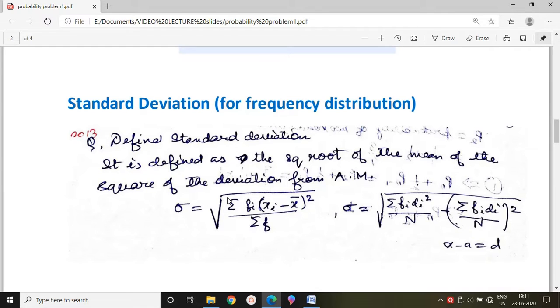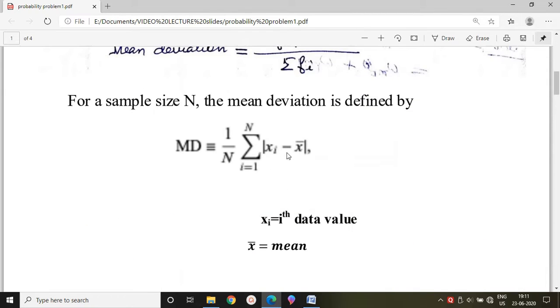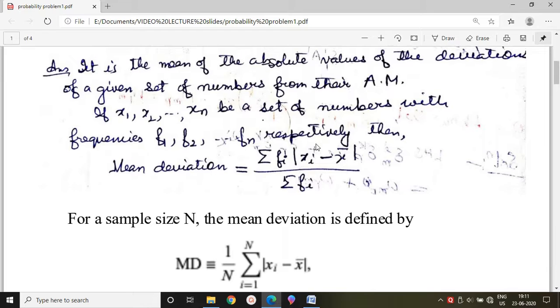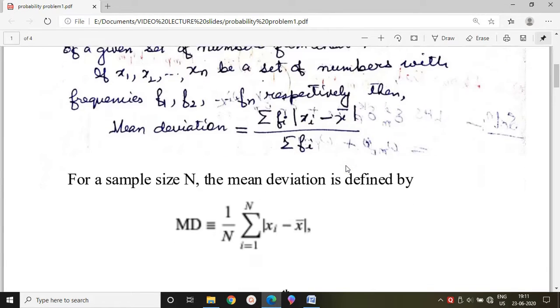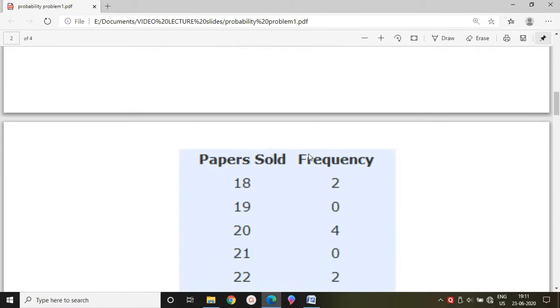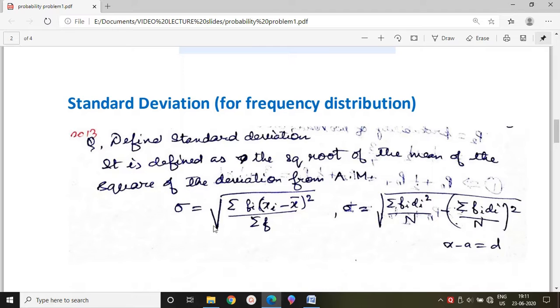One difference is that a square root is coming, and another difference is that you have xi minus x bar square. There you are taking xi minus x bar, or here also you are taking xi minus x bar absolute value. Now instead of absolute value, you are taking xi minus x bar without absolute value, but you are squaring it and multiplying it by fi, dividing it also by sum over fi, then taking square root.